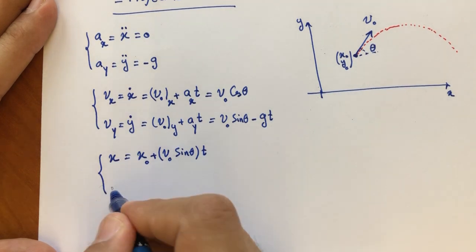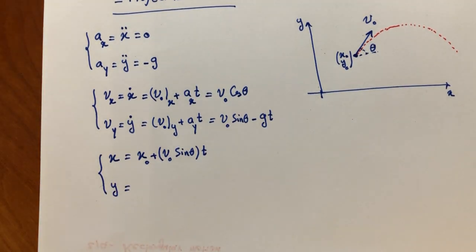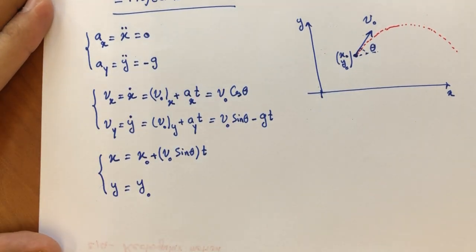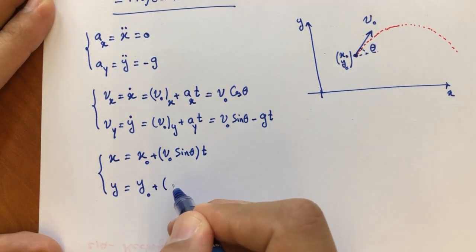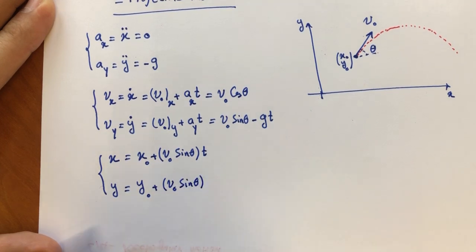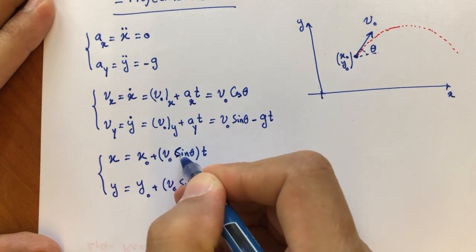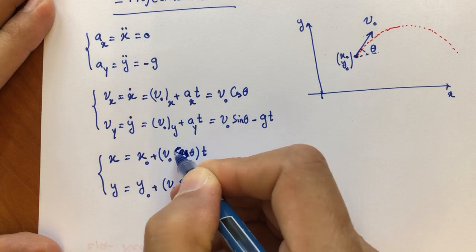And we can do the same thing for the y direction. The y of this projectile is going to be the initial point of it in the y direction, or y naught, plus initial velocity in the y direction, which is v0 sine of theta. Okay, I found a mistake here. Initial velocity in the x direction is v0 times cosine of theta. Sorry about that.